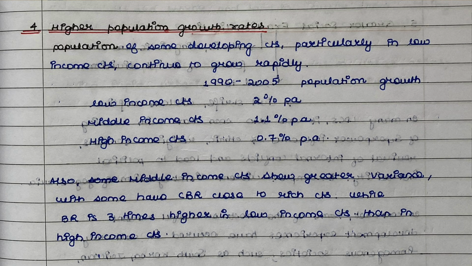Then they say that even among middle income countries, there is a lot of variance. You look at the crude birth rate. In some low income countries, the crude birth rate is even 3 times higher than in the high income countries. So this shows that population would be growing in low income countries. First of all, you do not have money to support your population, and the birth rate is that high, which is going to make population growth higher, and you do not have means to support even that extra population.